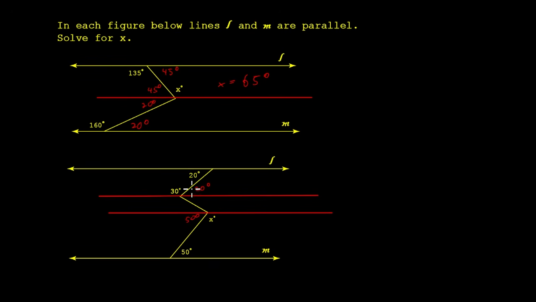Now, if this is 20 and the entire angle is 30, then this right here will be 10 degrees. And again, from alternate interior angles of parallel lines, if this is 10, then this is 10 as well. So then x is 10 plus 50, which is 60 degrees.